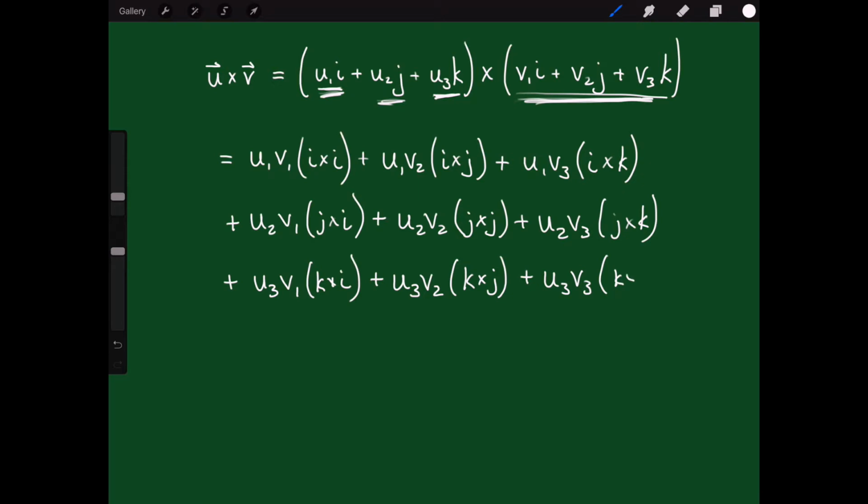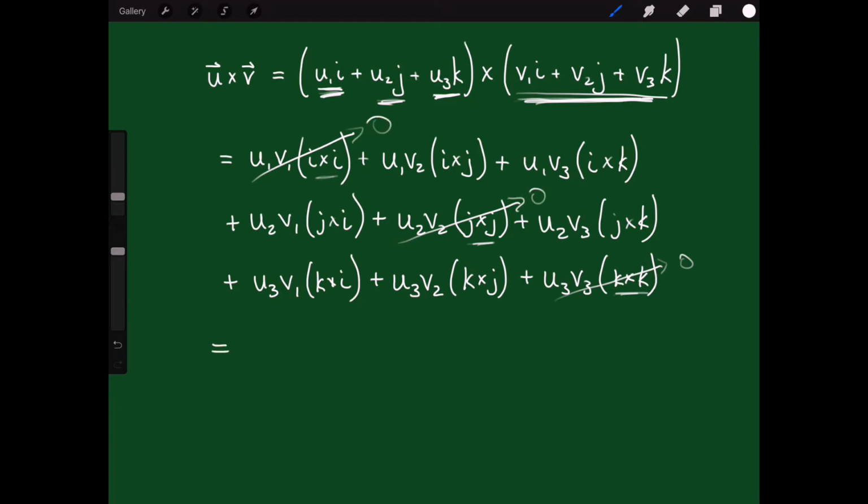k cross k. Now, what did I say about two vectors that were parallel to each other? What is their cross product? We remember earlier I said that the cross of two things that are parallel to each other is 0. So i and i certainly cross together to give you 0, because i is certainly parallel to itself. Same with j cross j, same with k cross k. So all three of these terms are just going to be 0.